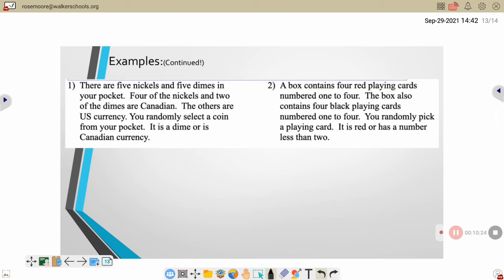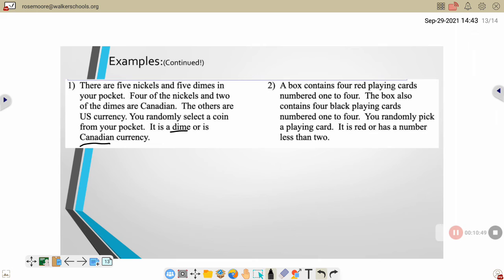Let's do 2 more examples, okay? Again, the first thing we're going to do is decide, is it exclusive or not mutually exclusive? So there are 5 nickels and 5 dimes in your pocket. 4 of the nickels and 2 of the dimes are Canadian. That means the others must be American currency. The others are US currency. Okay, you randomly select a coin from your pocket. It is a dime or Canadian.